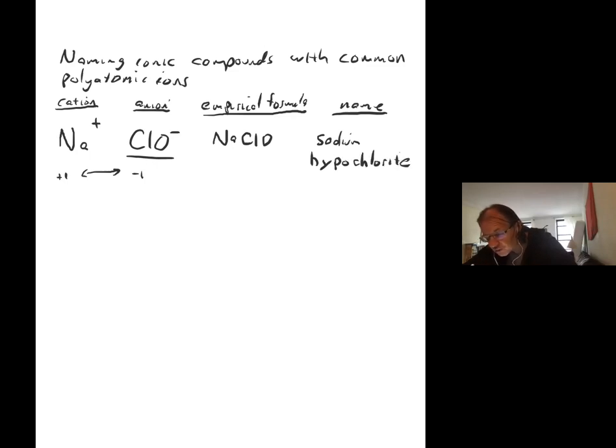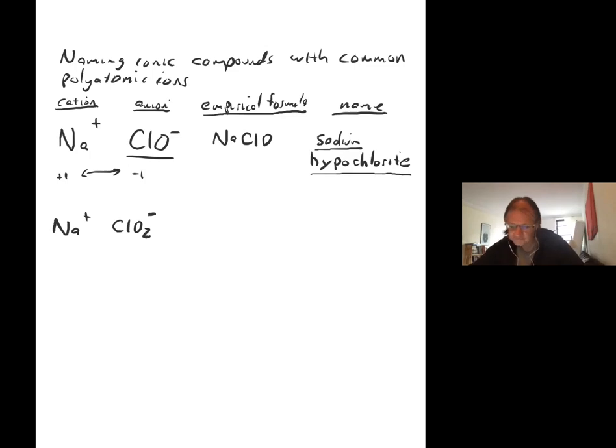So it's going to be two words. The first word is sodium. The second word is hypochlorite. Okay. Let's try another one. They give you this ion and they give you this ion. Okay. First, they want you to write the empirical formula.